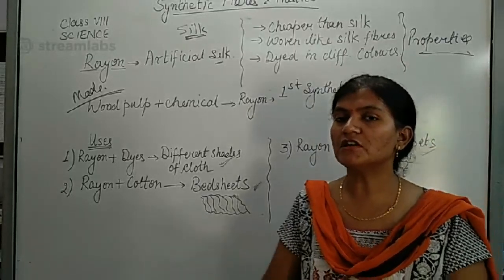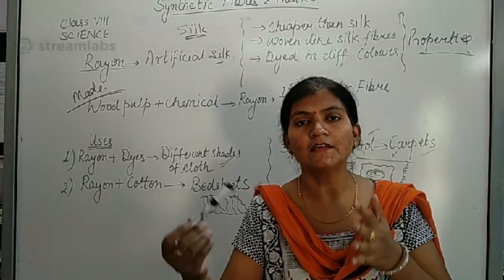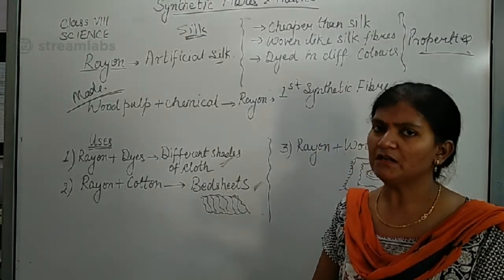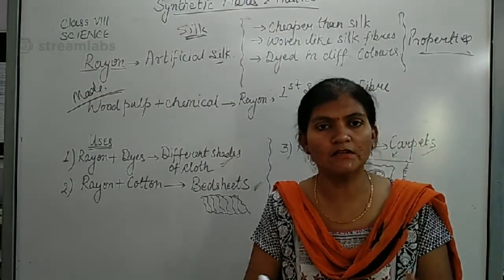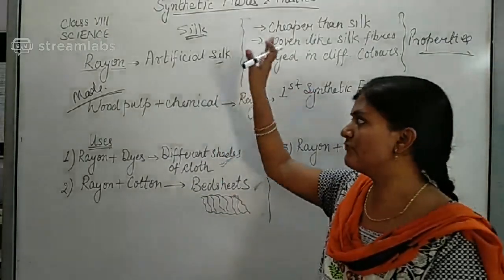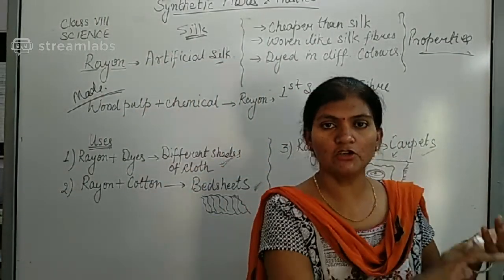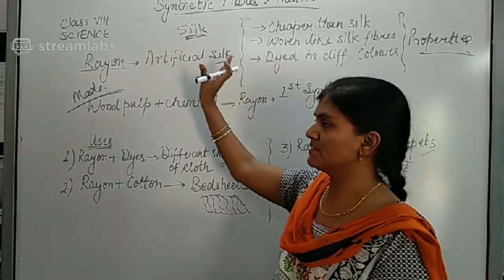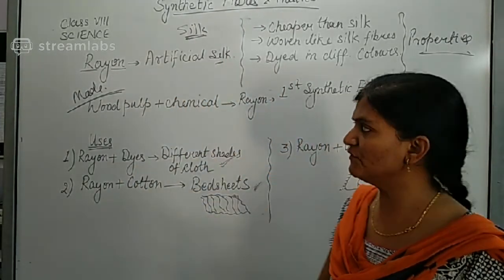Therefore, it was the first chemically synthesized fiber. But since it has chemicals in it, it comes under the category of synthetic fiber. So this is the first synthetic fiber which was made by humans, and it has properties similar to silk, therefore it is known as artificial silk.